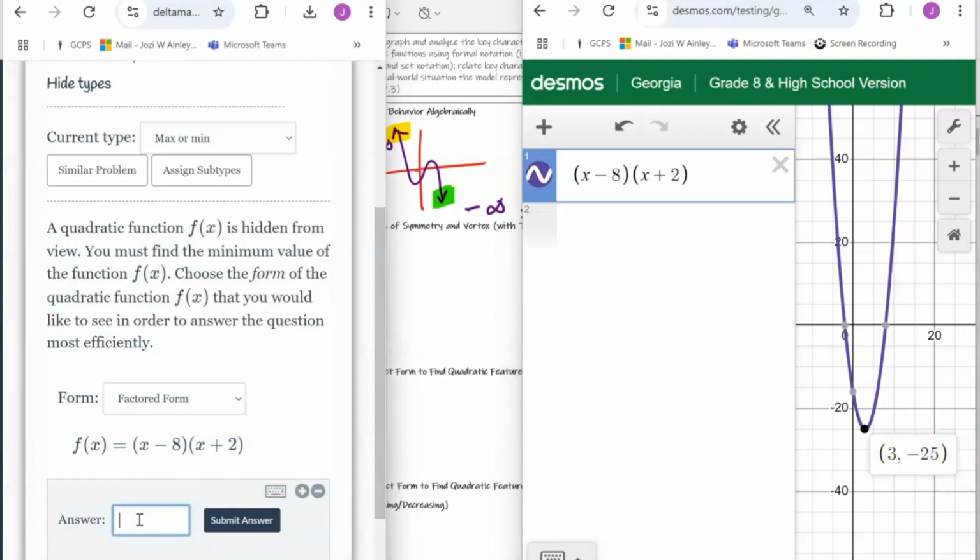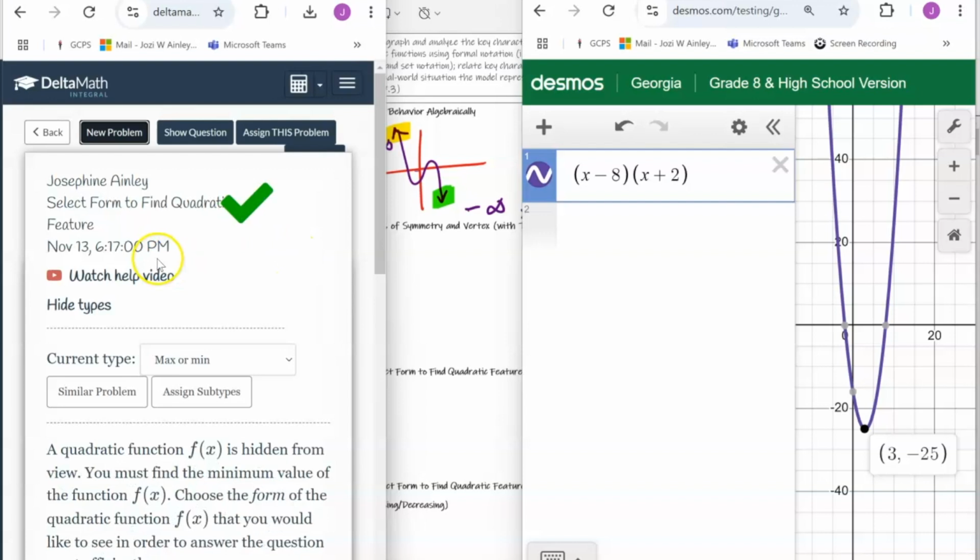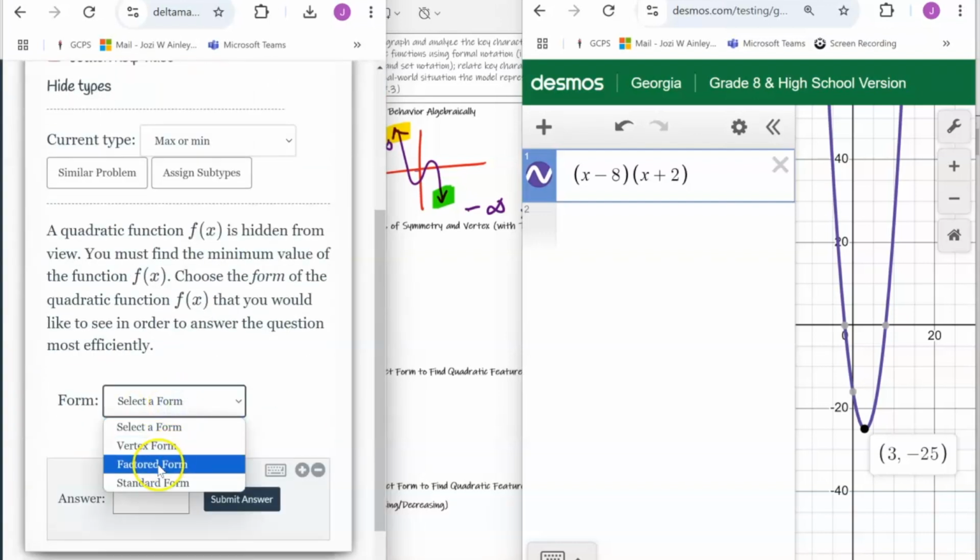So I'm just going to put, hey, I'm negative 25, or maybe it wants me to say y equals. I'm not sure. Let's put it in together. Nope, I'm just saying it's negative 125. All right, so let's find another problem. Again, doesn't matter which form. I'm just going to do one more to show you.